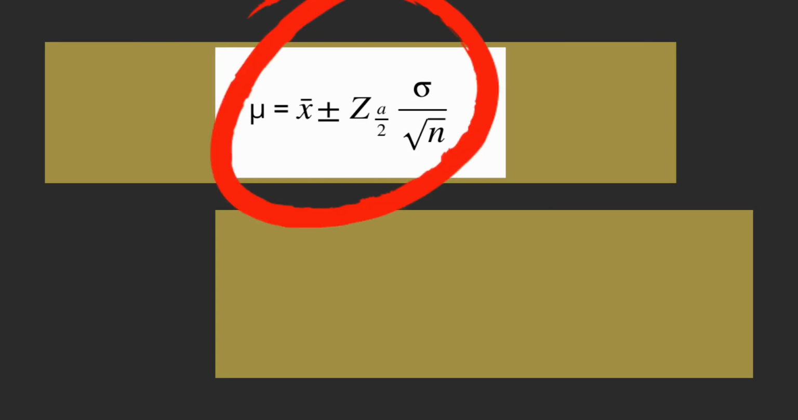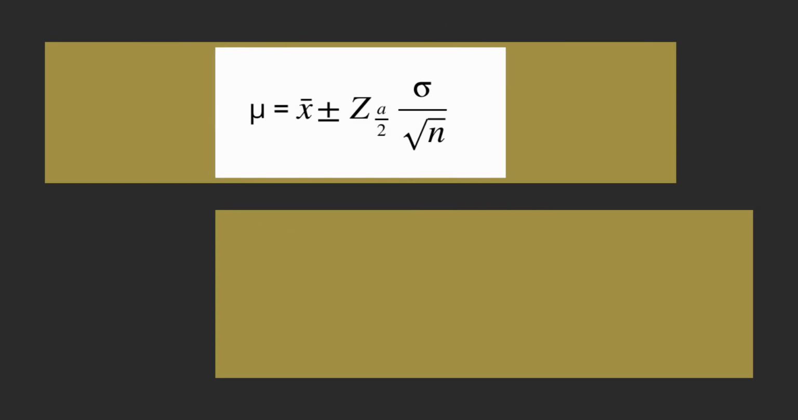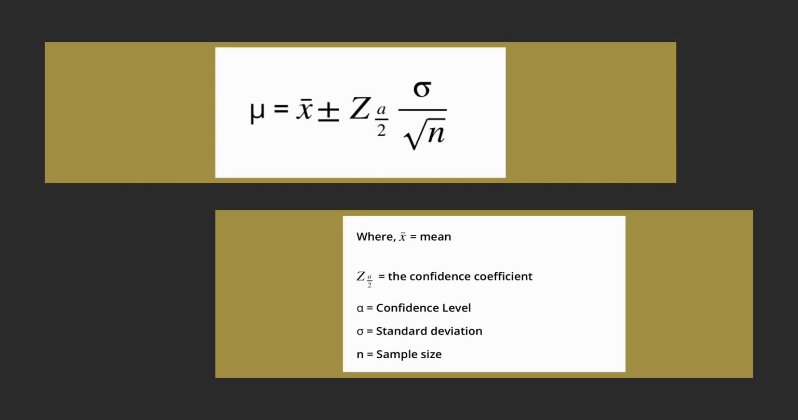And this is the formula of interval estimate, where z equals the confidence coefficient, the confidence level, the standard deviation, and the sample size.